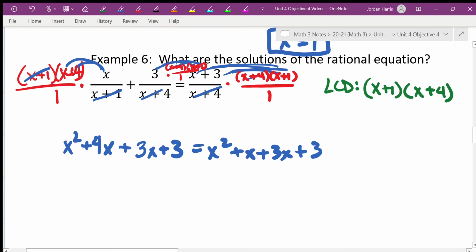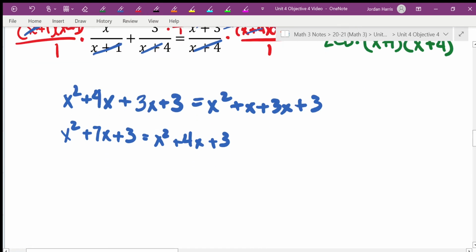Let me combine like terms. So I got x squared plus 7x plus 3 equals x squared plus 4x plus 3. It is technically a quadratic, so I need to make sure this equals 0. You'll notice something. Some of you have probably already seen it, but when we move, something happens.